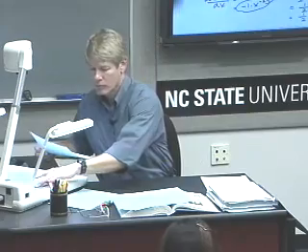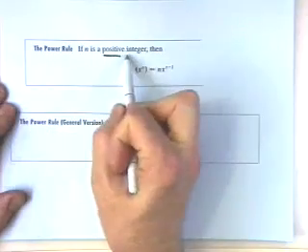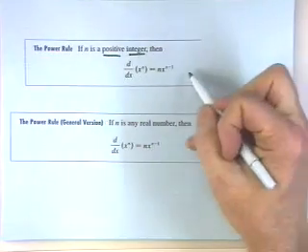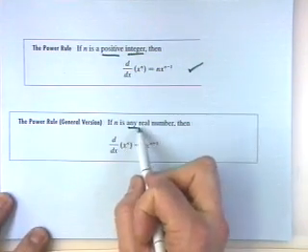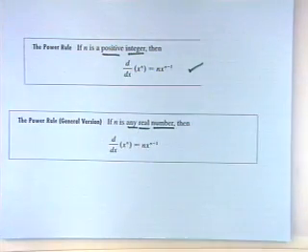So you'll see these two statements in your book. The first time through, if n is a positive integer, we proved this one. Kind of painstakingly proved it, but hopefully it was believable. And then the generalized version of that, if n is any real number, the derivative of x to the n can be found the same way as we proved it was found with a positive integer.